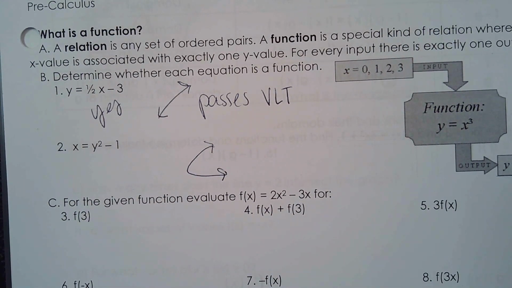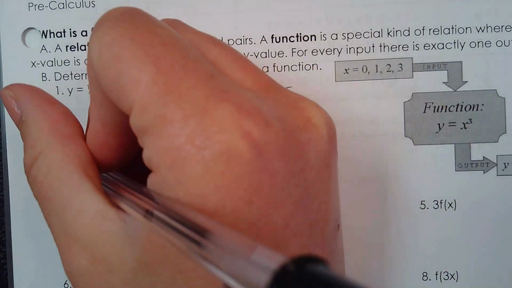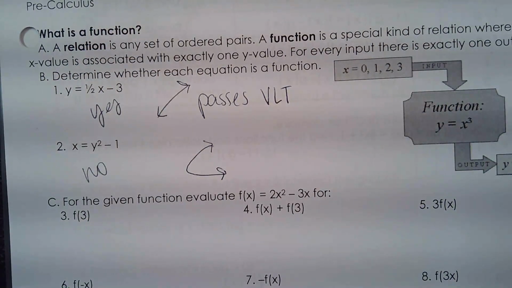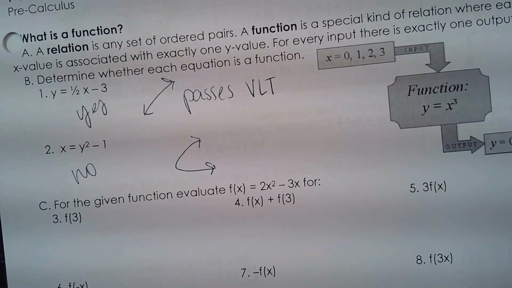Is that going to pass the vertical line test? No. Yeah, so you'd have the positive square root, which is going to give you the top, and the negative square root, which would give you the bottom. So fun fact, if you have a really old calculator and you need to graph one of those, that's how you do it. You have to type the negative square root and the positive square root. That's how you get that to pop up.